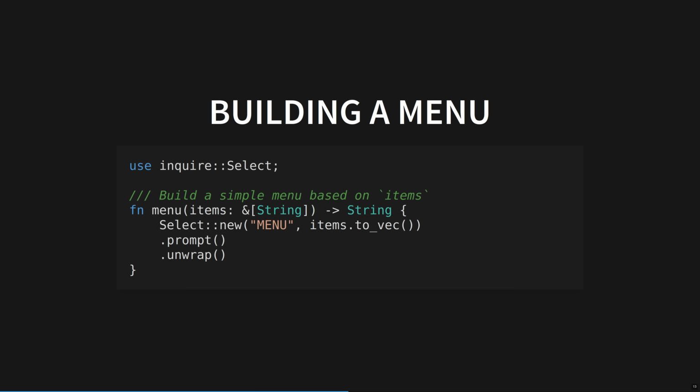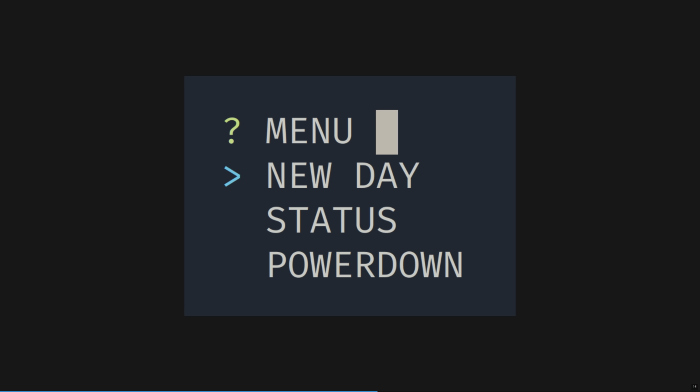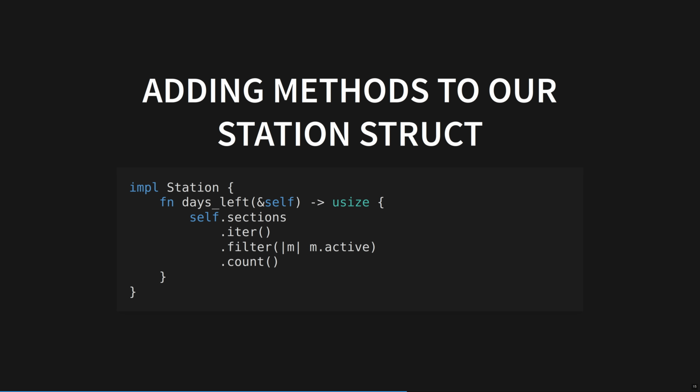Here, I've wrapped Inquire's Select struct, which will create our menu system in-game. The second argument to the new constructor of Select is the vector of string menu options. Here's what it would look like when we run our game. Note the cursor. If you type, it fuzzy finds the menu item you're looking for. Very cool.